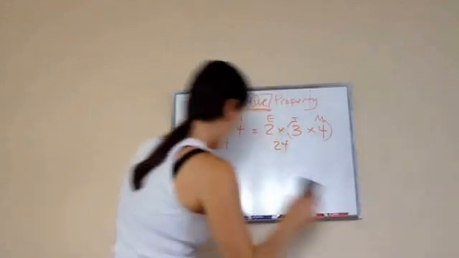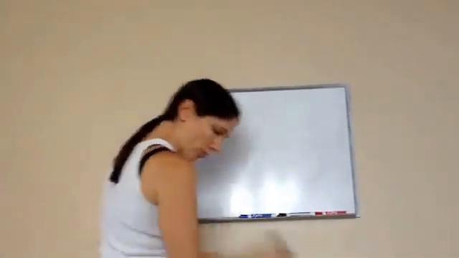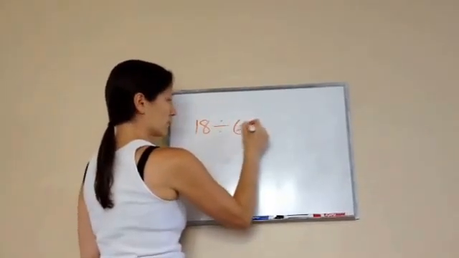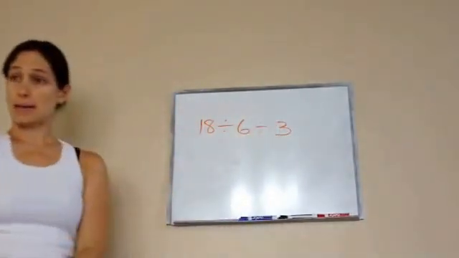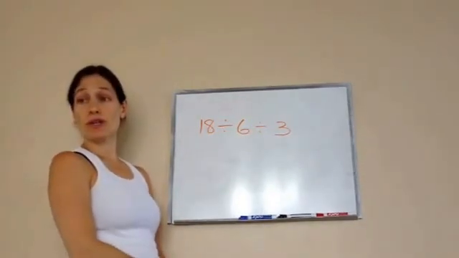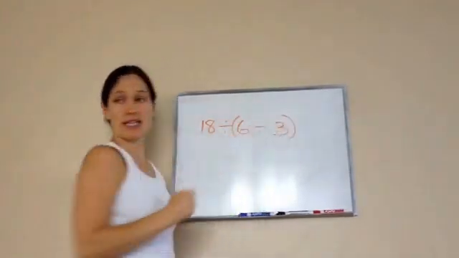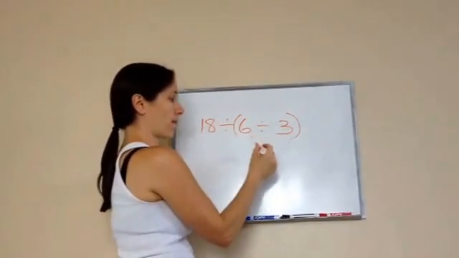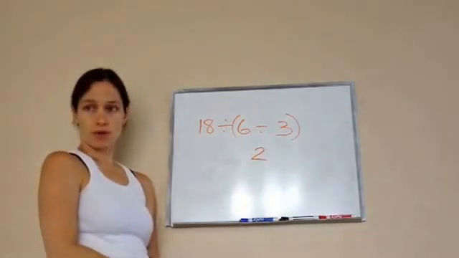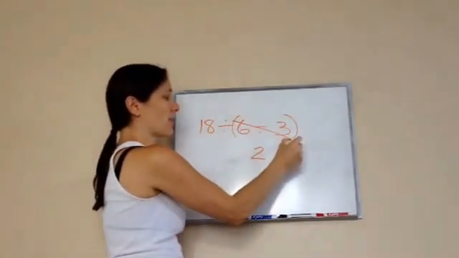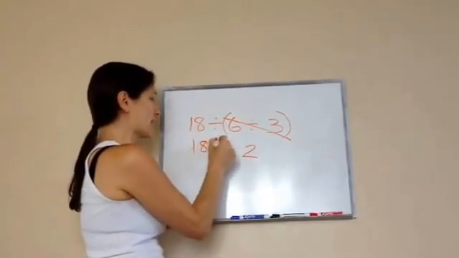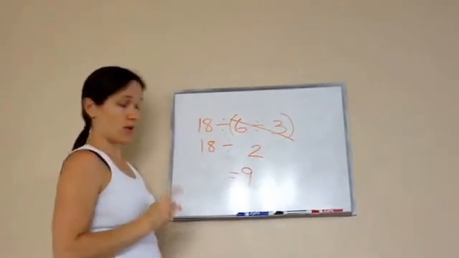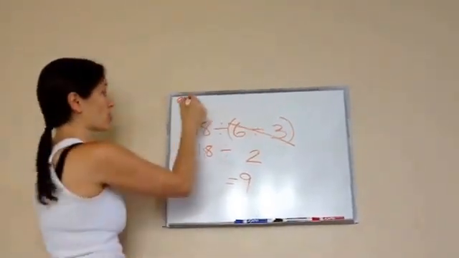All right. Now, let's do just a few more problems. Okay? We're going to work this one first by doing the parentheses. So what is 6 divided by 3? It is 2. Okay? Now, I'm done with that. Now I get 18 divided by 2. And that is 9. Okay? So I'm going to put 9 as our answer when we used parentheses.